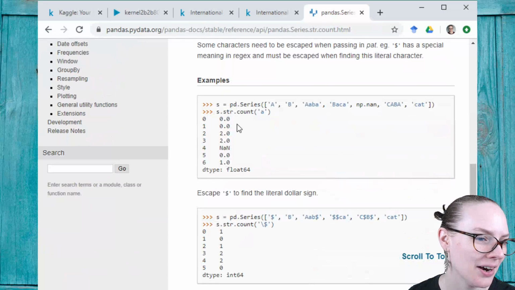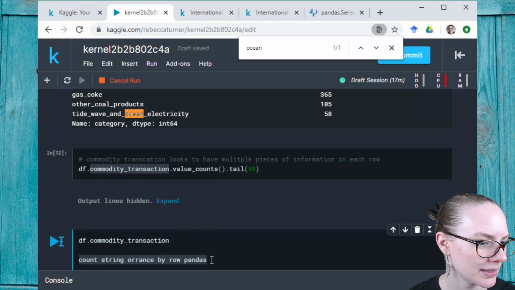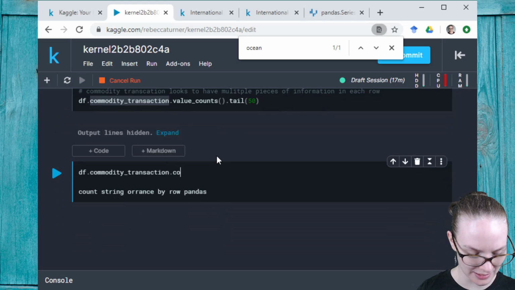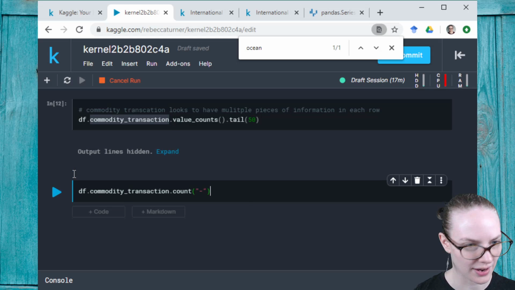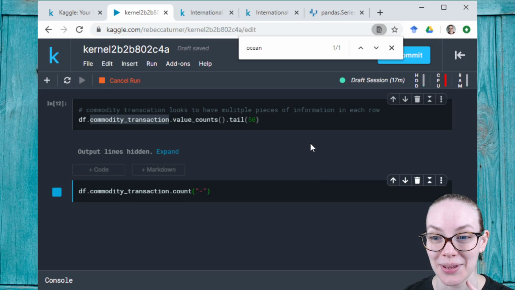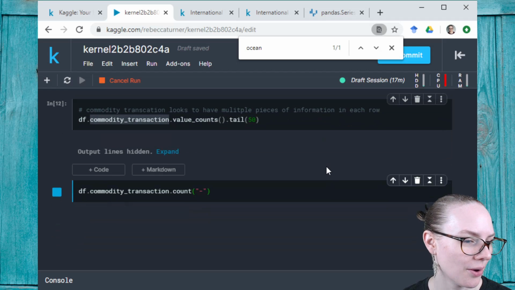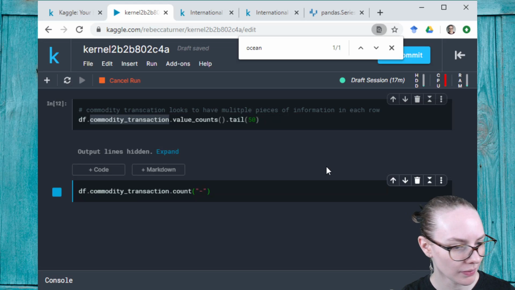All right. And then we can do dot count, and the thing that we are looking for is a single dash. All right. This is going to take a while because there's like a million rows and regexes are a little bit slow.